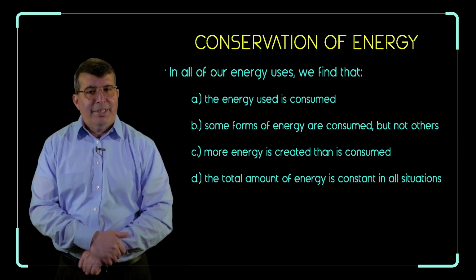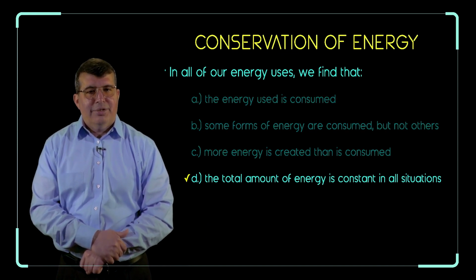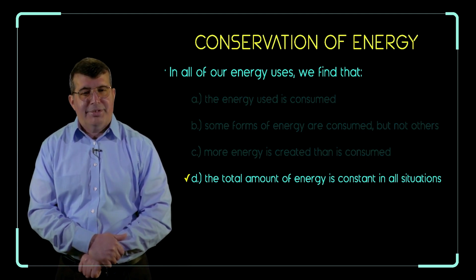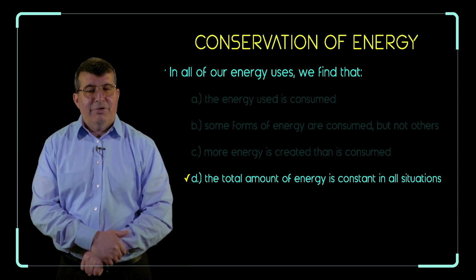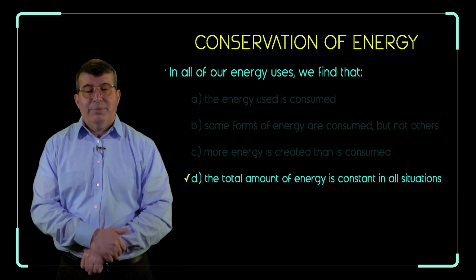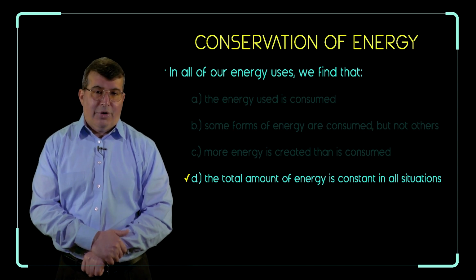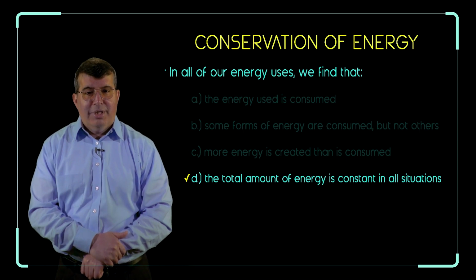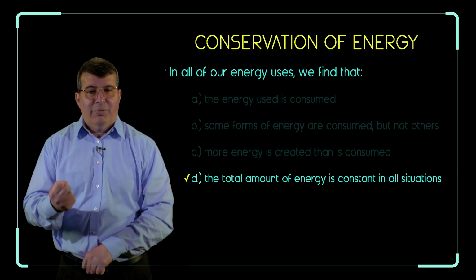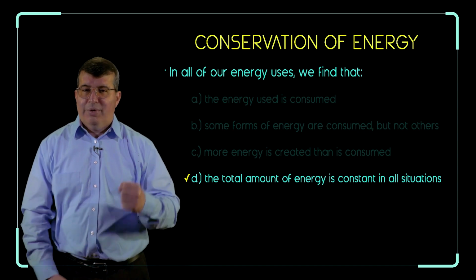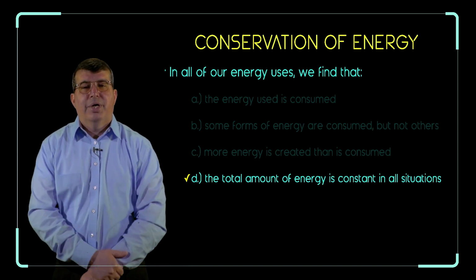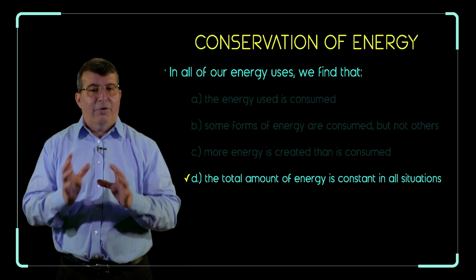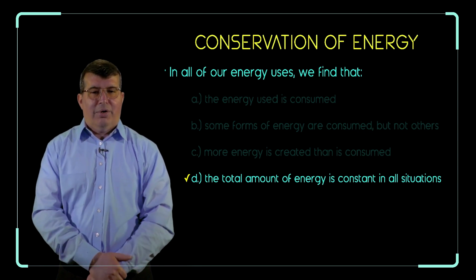Okay, the correct answer here is D. The total amount of energy is constant in all situations. That is what we mean by conservation of energy. It means that energy can change forms. It can change forms from chemical energy to thermal energy, for example, or chemical energy into kinetic energy. But if you have a decrease of 100 joules of chemical energy, you have to have an increase in 100 joules of other forms of energy. So the total amount of energy in all of its forms is constant in all situations.